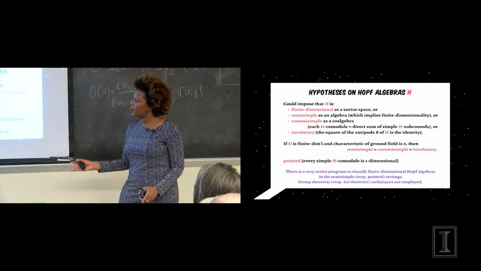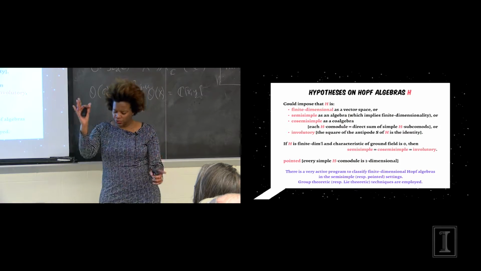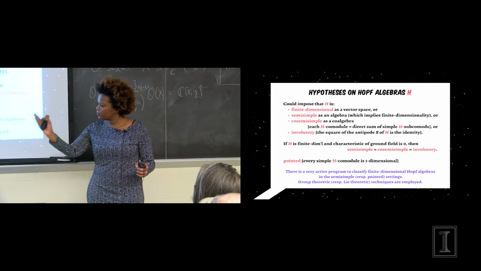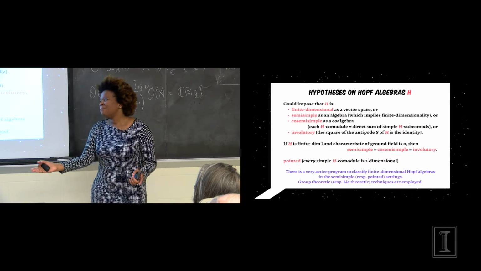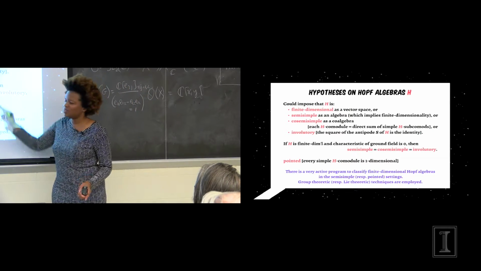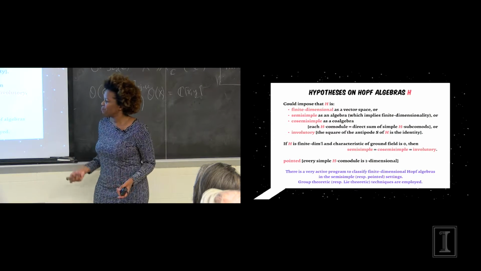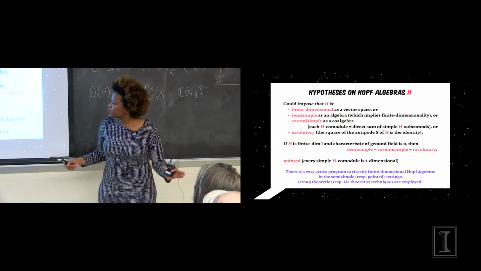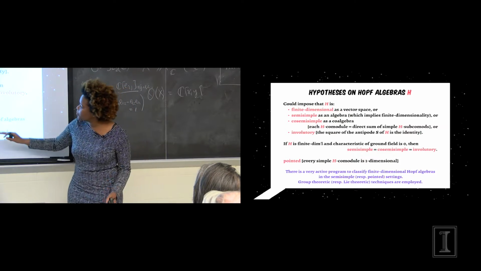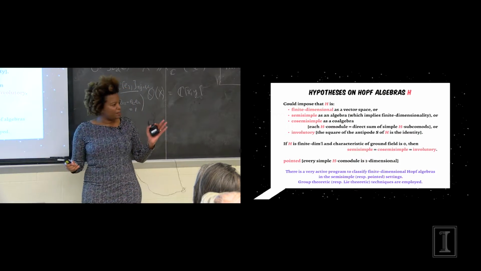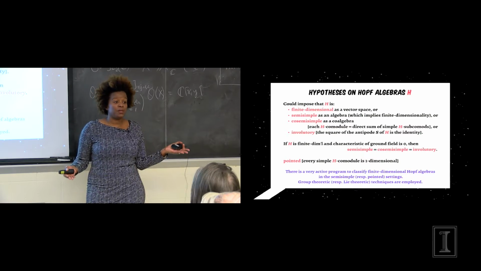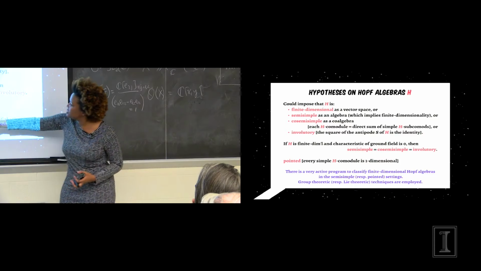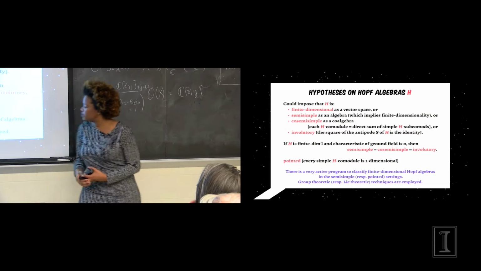But how does this program work? It sort of goes in two tracks. So you can impose a further condition, semisimplicity. Basically what this means is as an algebra, it's semisimple. Or you can impose this condition called pointedness. So a Hopf algebra is pointed if every simple comodule is one-dimensional. So this is sort of a module-theoretic condition, and this is sort of a comodule-theoretic condition.